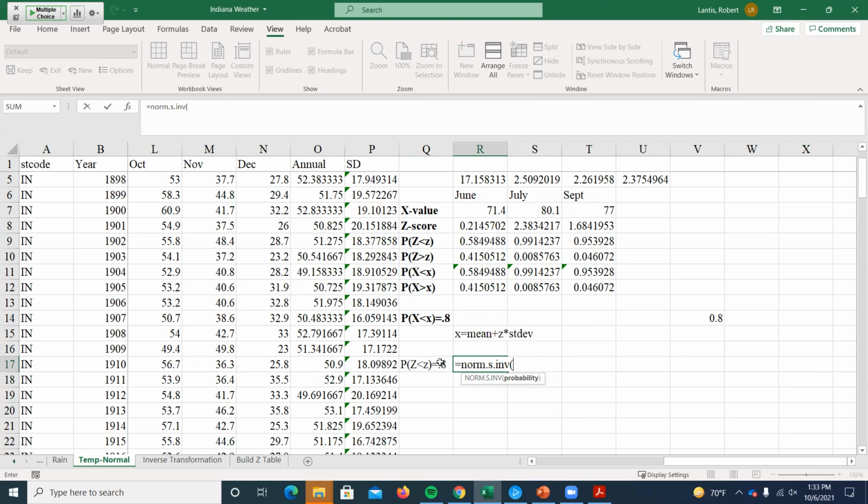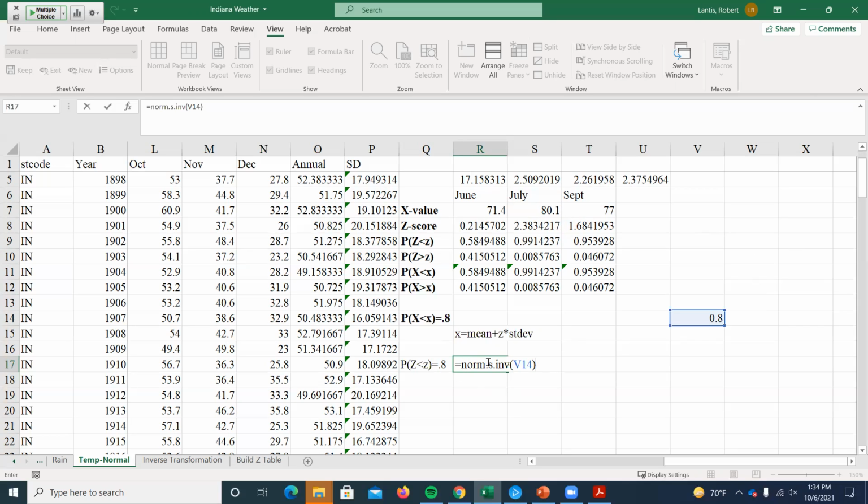Norm.s.inv: look up this probability that I want in the left tail, or look up the cumulative probability that I'm telling you, right? And I don't know why I did this. I put 0.8 in there. I put it up here for a reason. Right? So I can use that cell reference, okay?